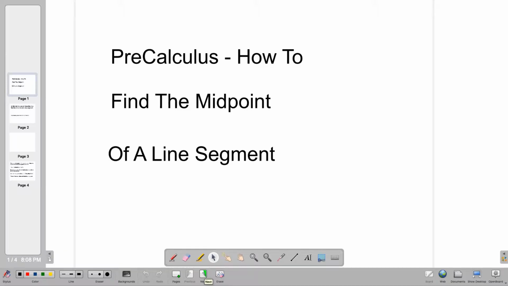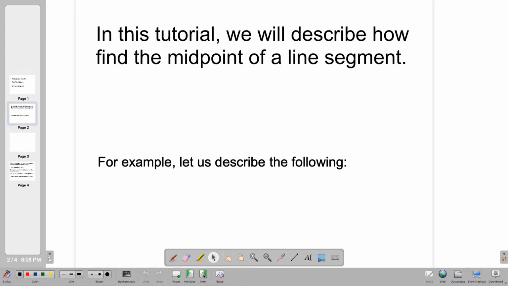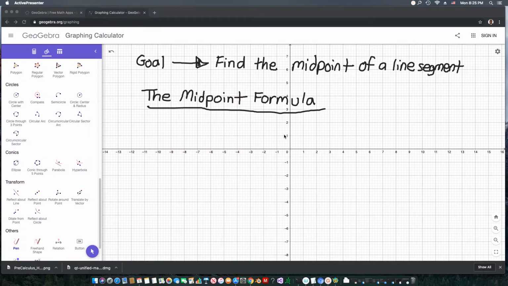Pre-calculus, how to find the midpoint of a line segment. In this tutorial, we will describe how to find the midpoint of a line segment. For example, let us describe the following. Okay, our goal is to find the midpoint of a line segment. And the way we'll do that is first let's derive the midpoint formula.